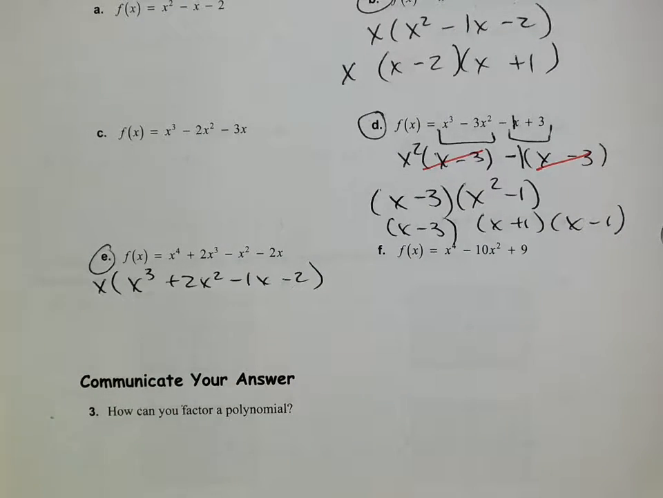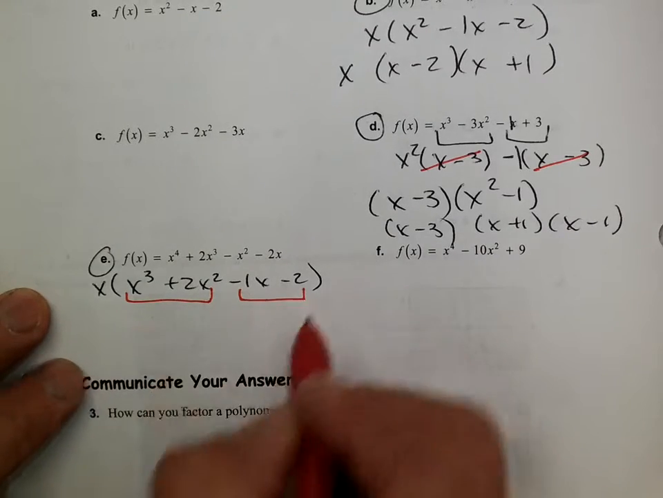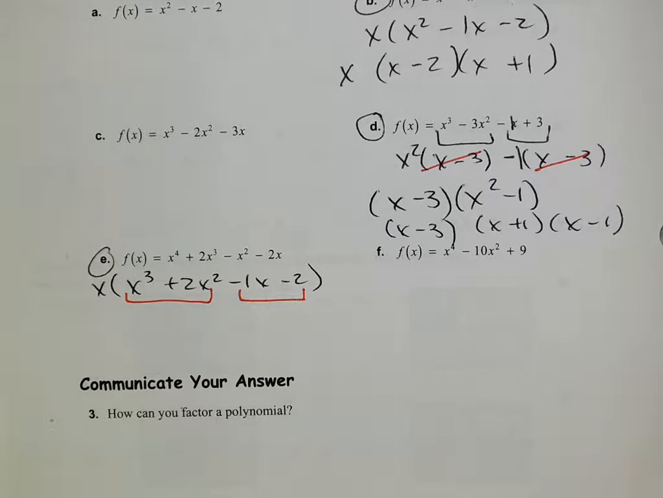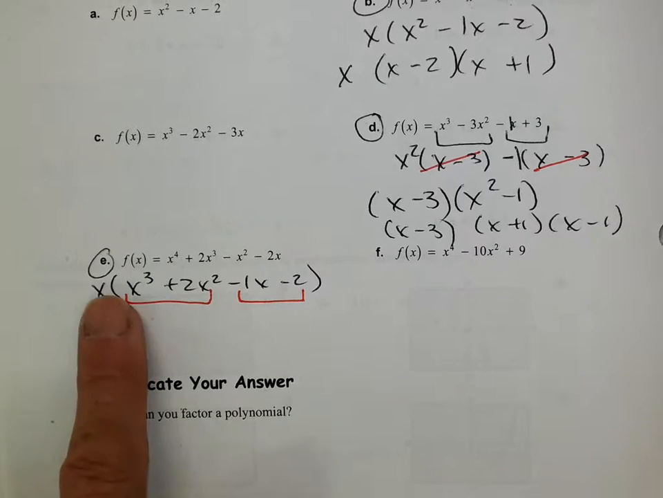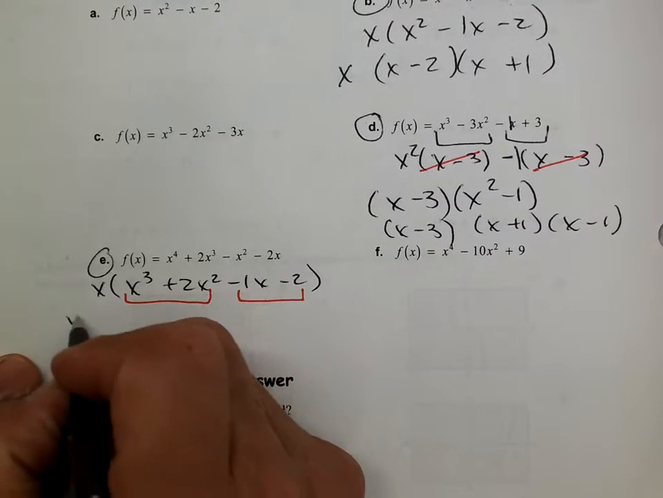4 terms, group them. 4 terms, pair them up. That's what I mean by grouping. So the x has already been factored out, so we're going to leave it factored out. So I'll leave my x there.